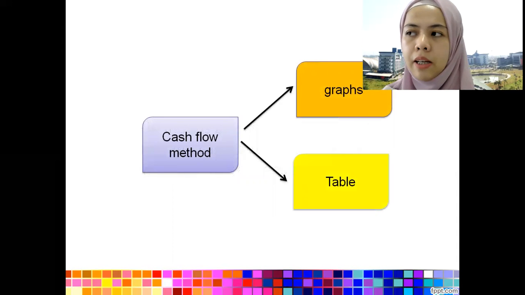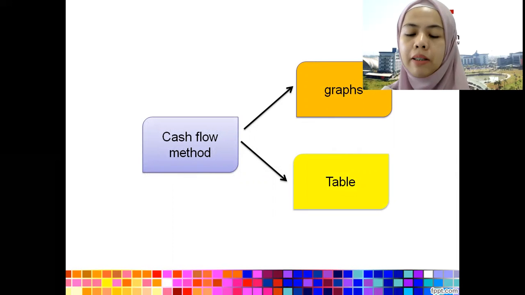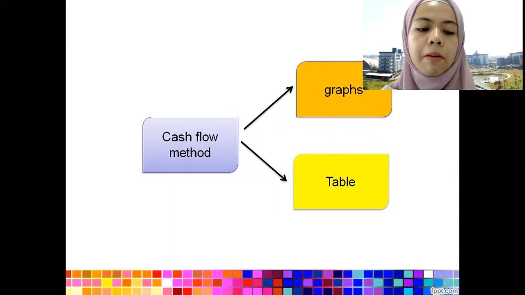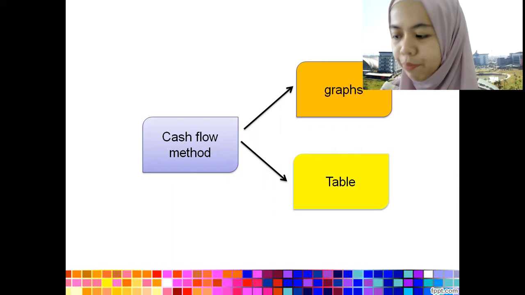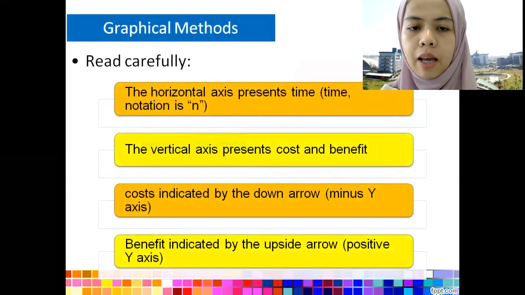So the cash flow method consists of two methods, which are the graphical method and also the table method. The graphical method offers the best illustration for understanding the cash flow situation itself. And the table method has a different function from the graphical method, because a table summarizes the situation about cash in and also cash out. And then I will tell you about the graphical method itself.